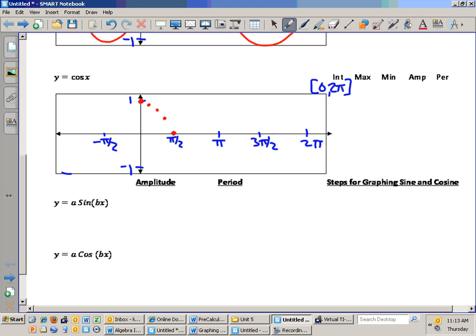Is cosine positive or negative in the first quadrant? Positive. Is it positive or negative in the second? Negative. Positive or negative in the third? Negative. Positive or negative in the fourth? Positive. So this one is going to look like this.